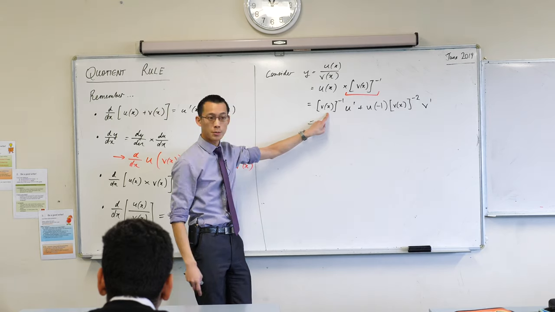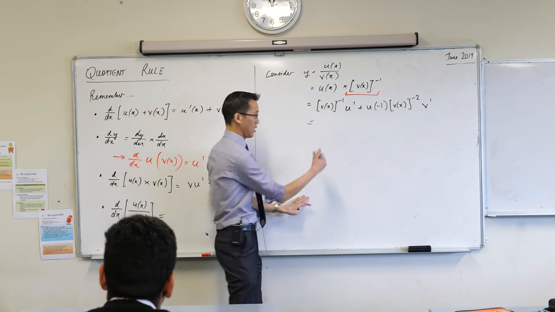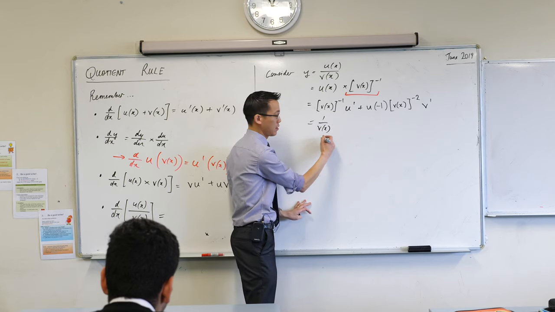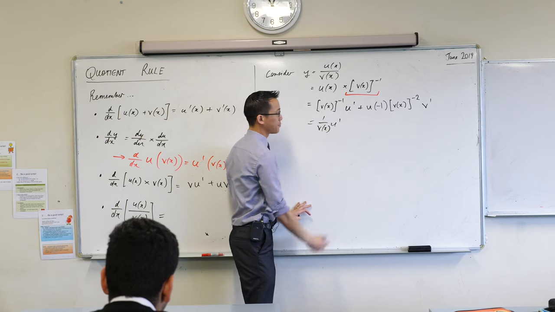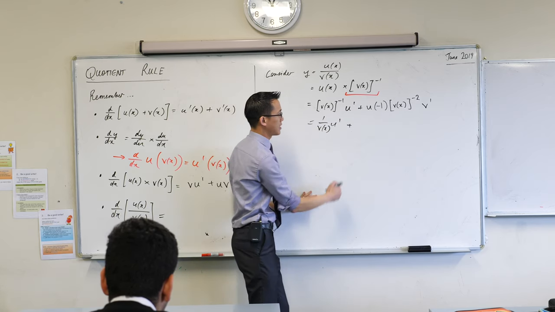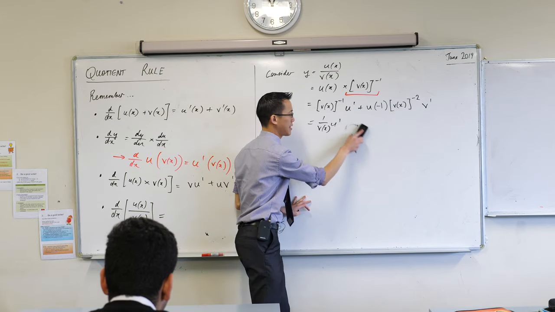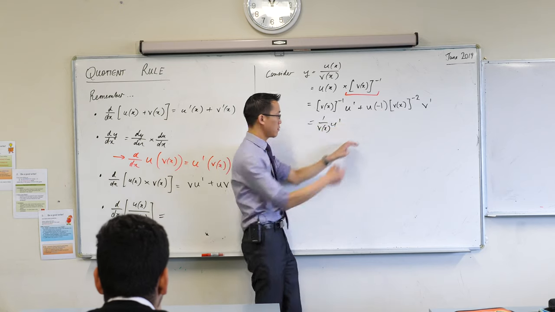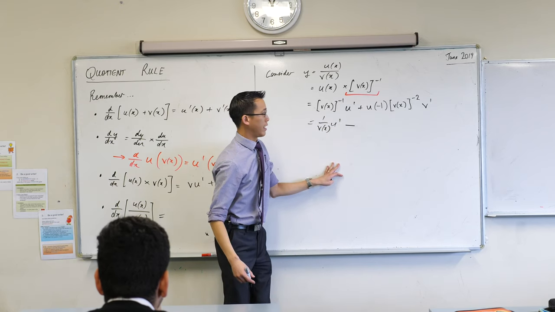How would you rewrite this? 1 over v of x. Yeah, it's 1 over v of x. Is that okay? Then there's a u dash. Then there is, okay, let's have a look here. I'm not going to write a plus, because that sign has changed. What's in the middle now? It's a minus because of that negative 1. Minus.